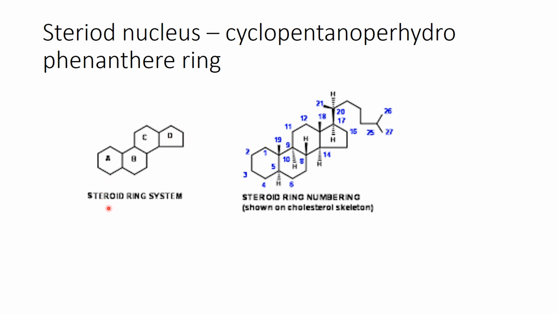This is the basic structure that is present in all the steroid hormones. It is a 21 carbon atom structure that is present for all the steroid hormones. It is otherwise known as the cyclopentanoperhydrophenanthrene ring, or steroid nucleus.